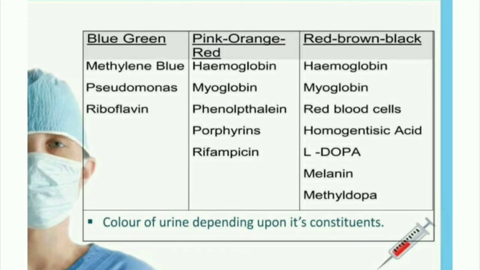Blue green, pink orange red, and red brown black. Methylene blue, due to pseudomonas infection and riboflavin. Pink orange red: hemoglobin, myoglobin, phenolphthalein, porphyrins, and rifampicin. Red brown black: hemoglobin, myoglobin, red blood cells, homogentisic acid, L-dopa, melanin, and methyldopa. Color of urine depends upon its constituents.